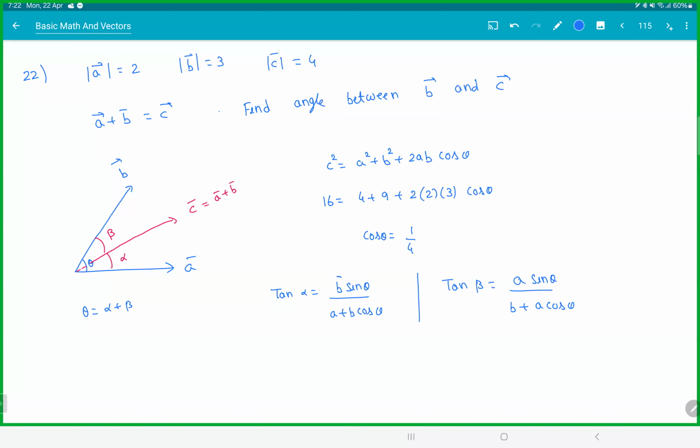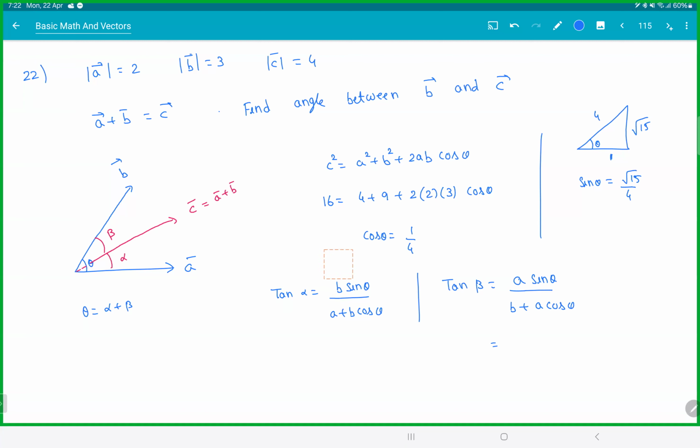If tan alpha is B sin theta by A plus B cos theta, then tan beta should be A sin theta by B plus A cos theta. Simply A and B are getting reversed. So if cos theta is 1 by 4, what is sin theta? Again, we can use a trick. Not a trick, concept, basically. Adjacent side is 1, hypotenuse is 4, so this is root 15. Or you can use root over 1 minus cos square theta. That also works.